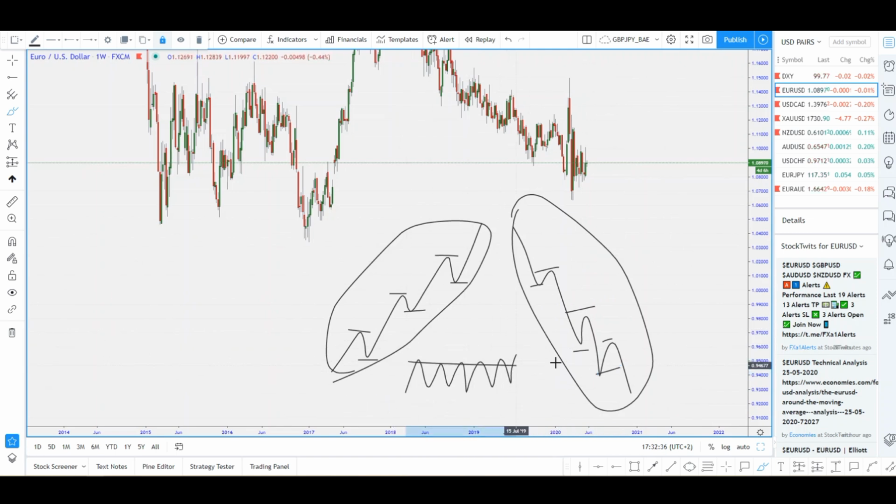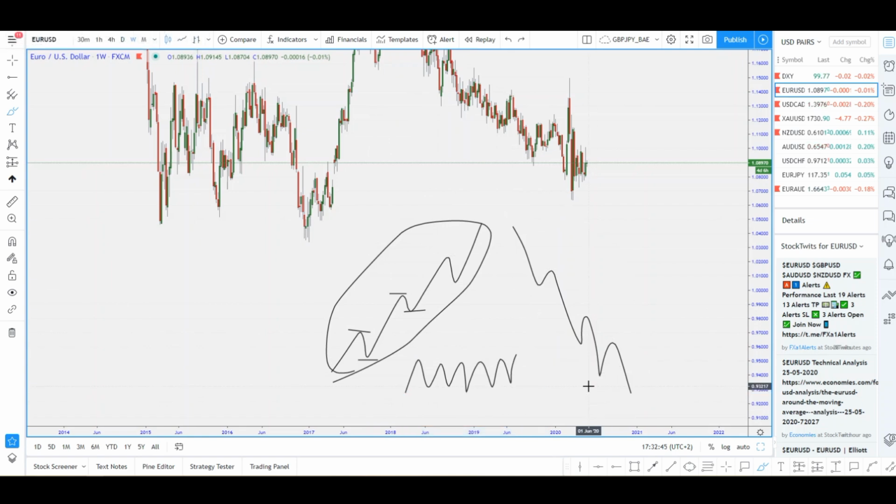Again, we've got a ranging market. The market is just moving sideways. It doesn't really have a specific direction that it is following. So these are the types of markets that we have. We've got three types of markets: a bullish market, a bearish market, and a sideways market. The market keeps on moving up and down, as you can see.